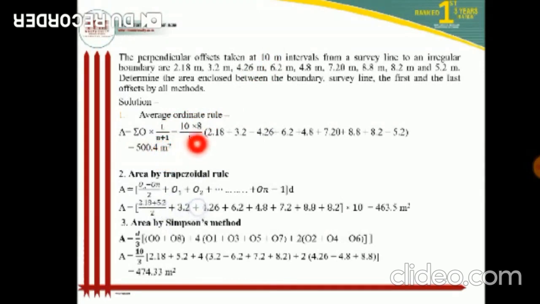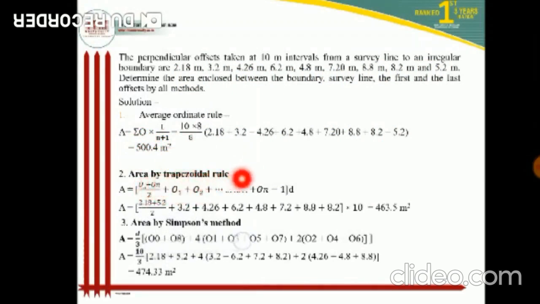So here some correction is to be made. And then summation of offsets. Summation of offsets means all the readings that you have been given, add all of these. Okay, so you will get the answer 500.04 meter square.